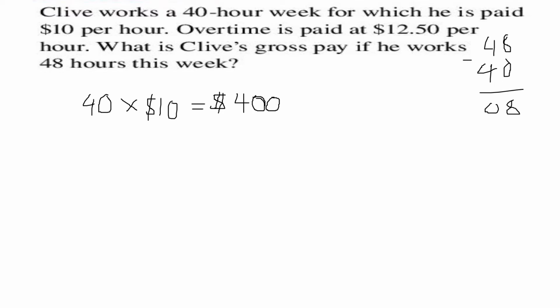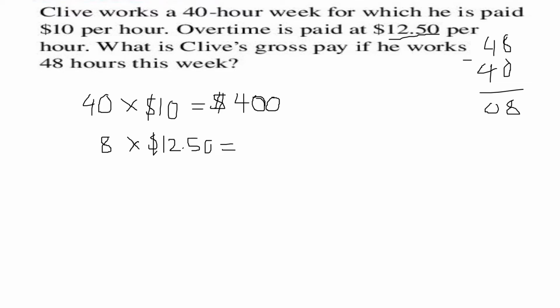And what is the overtime rate? In this case, they didn't give us a rate, they gave us a sum of money. So for the 8 hours, he didn't work those 8 hours for $10. These 8 hours were worked on overtime. So for those 8 hours, he was paid $12.50 for each one of them. Yes? And that is how the overtime works.